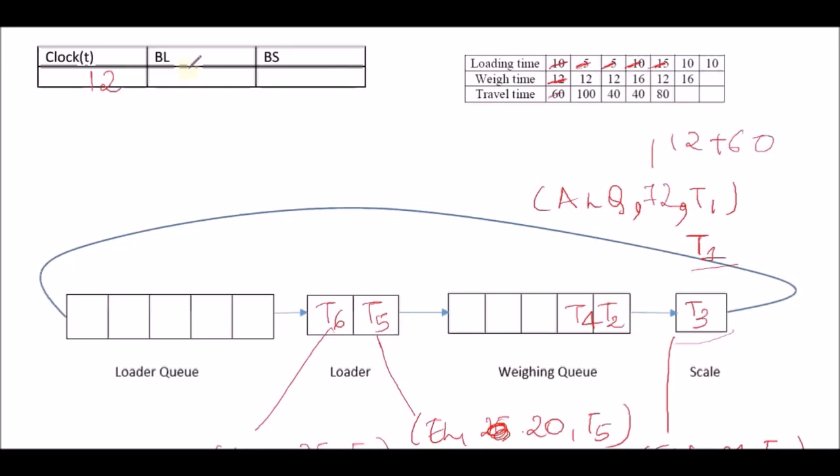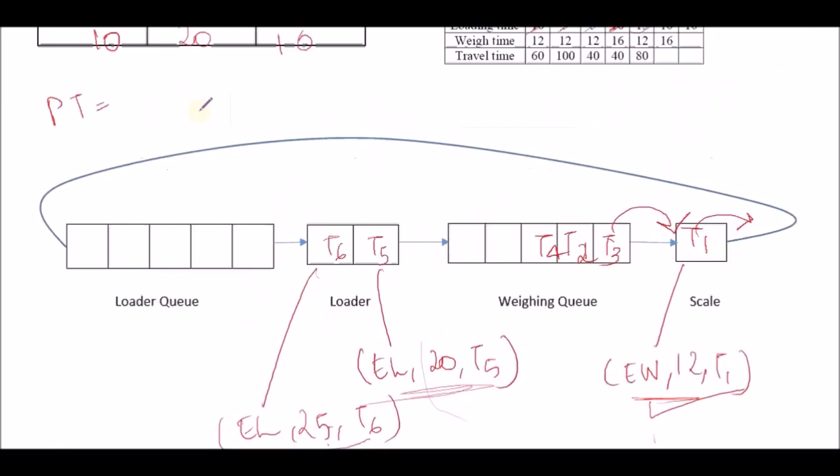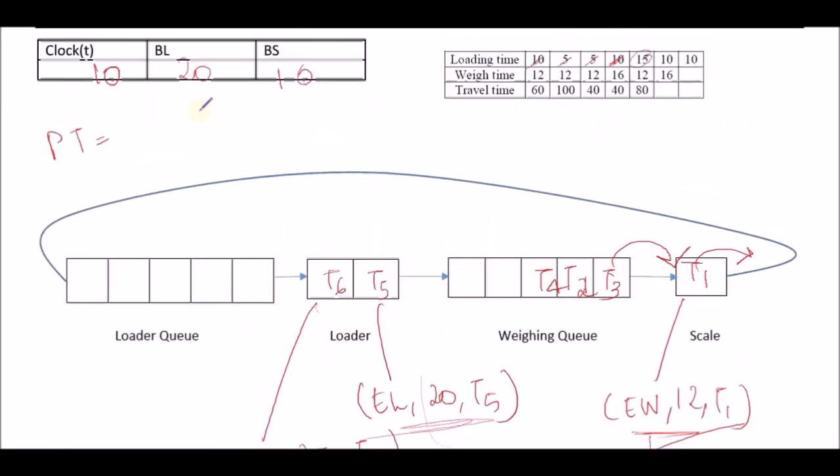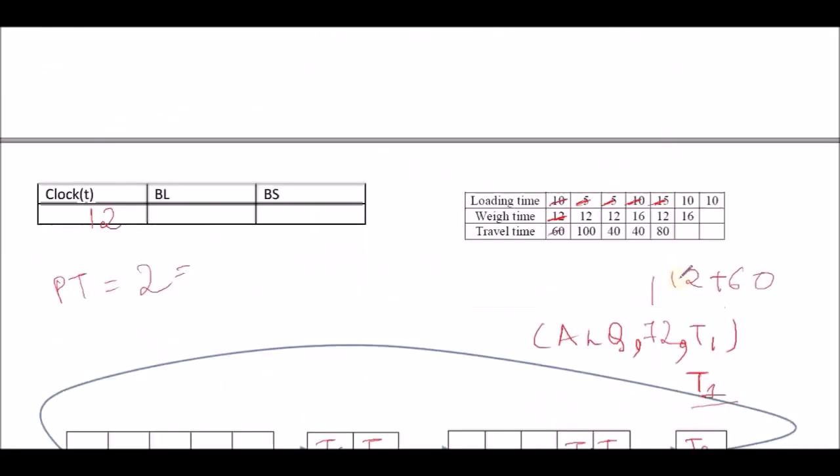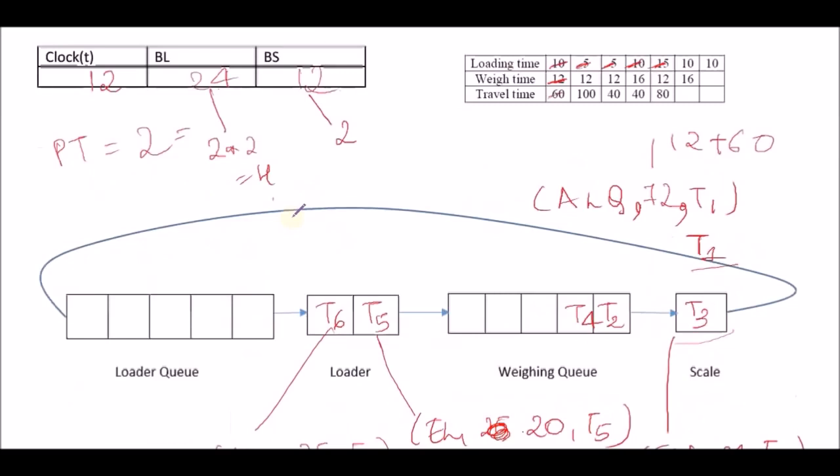Now let's calculate the loader busy time and scale busy time, BL and BS. The time passed is 12 minus 10, which is 2. In these 2 minutes that passed, both the loaders were busy and the scale was busy. So that's going to give me 2 into 2, that is 4, and this is just going to be 2. Since it's cumulative, it's going to be 20 plus 4, 20 from the previous step, so 24, and 10 plus 2, 12. Now we have calculated BL and BS.